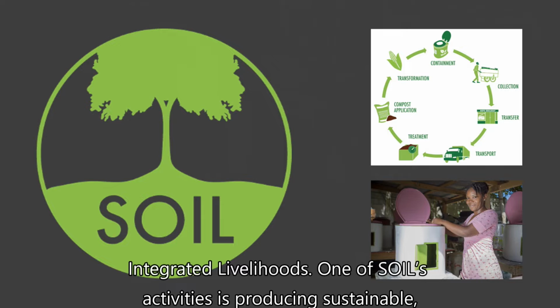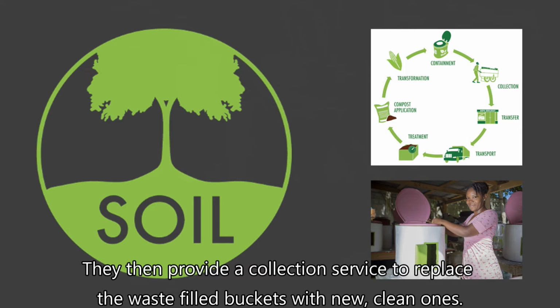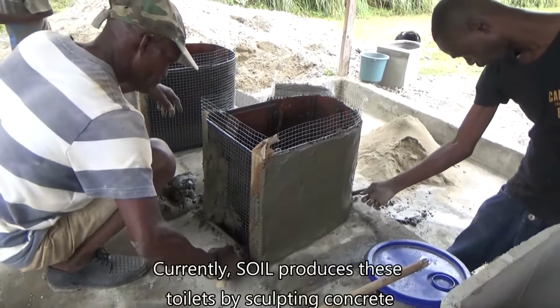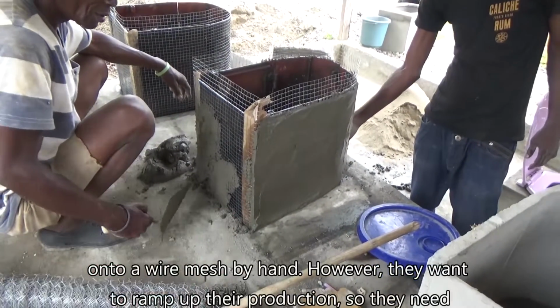One of SOIL's main activities is producing sustainable, or dry, toilets and providing them to areas that have no running water for flushing toilets. They then provide a collection service to replace the waste-filled buckets with new, clean ones. Currently, SOIL produces these toilets by sculpting concrete onto a wire mesh by hand.